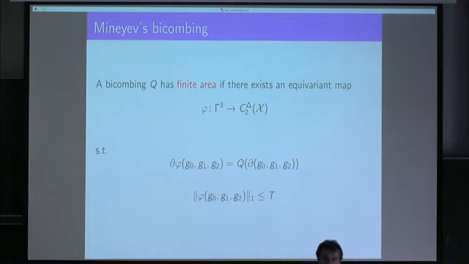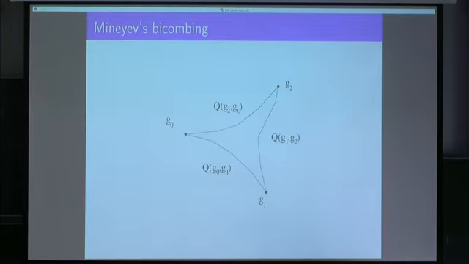bicombing has finite area. This should mimic the fact that in hyperbolic space, geodesic triangles have uniformly bounded area. This should mimic this behavior. Okay, this is the picture, this is the bicombing, and then I can fill it with the chain of bounded area. I want more. I want also that this bicombing has finite 3-dimensional volume.